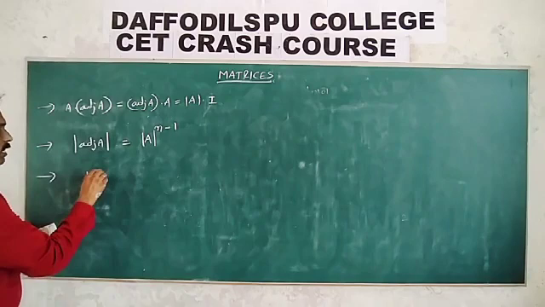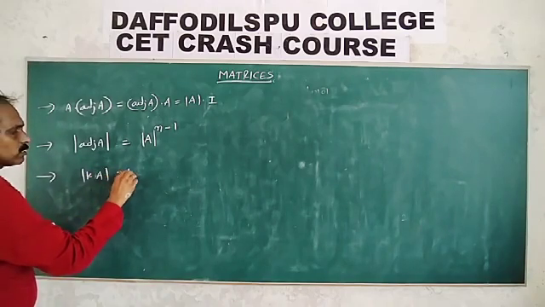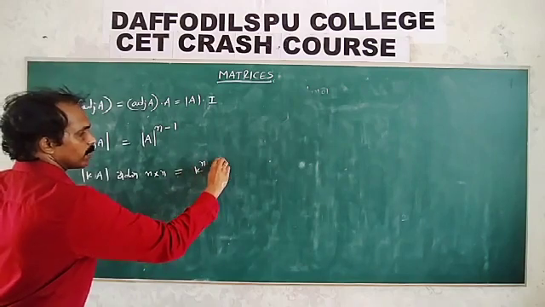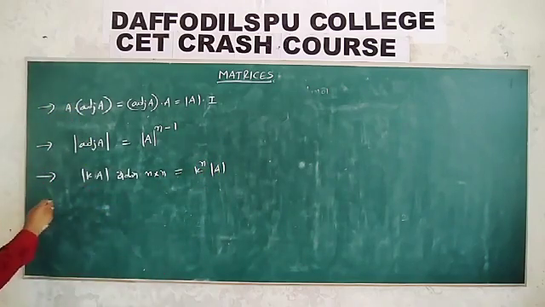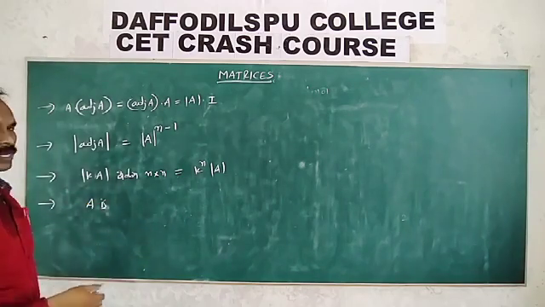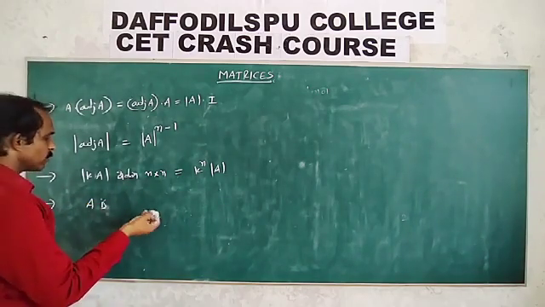Right. Det of kA, order n by n, is equal to k to the power of n into det A. A is either a 2 by 2 or a 3 by 3 matrix.